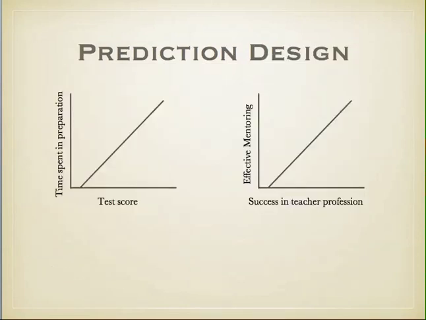So the power of variables, or correlations, is that they can predict future behavior based on past observations. So if you were to see a plotted graph looking like this, you'd be able to infer that the time spent in preparation for a test and the test scores are correlated. The more time you spent on the test, the higher your test score would be. So we can predict in the future that if a student spends more time in preparation, they would have a higher test score.